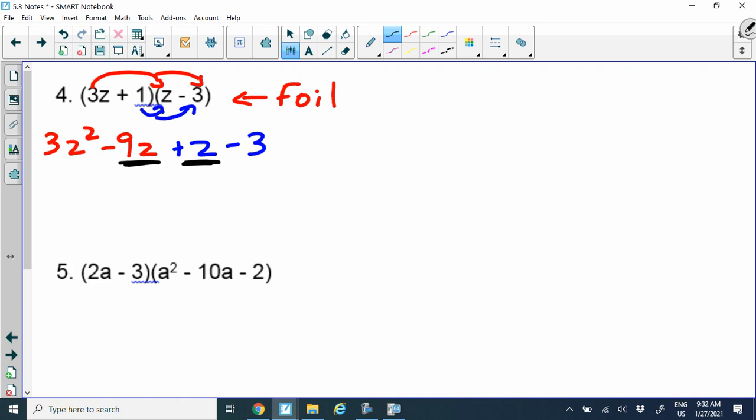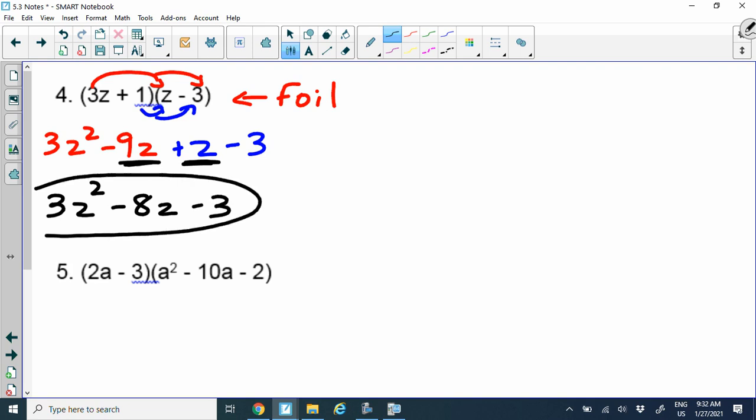So that means I'll keep my 3z squared. Make sure anything you don't combine, you still keep, okay? Now, the negative 9z plus z, remember I combine the coefficients. So I do negative 9 plus 1 gives me negative 8, and I have z, and then I just bring down the 3. And I have nothing else to combine, so this will be my final answer.